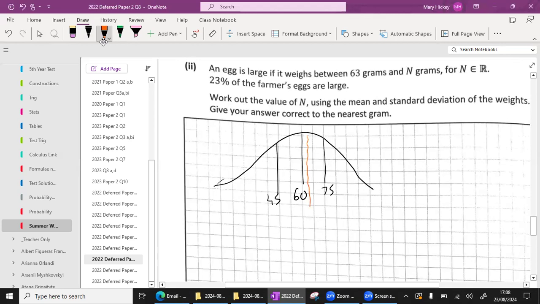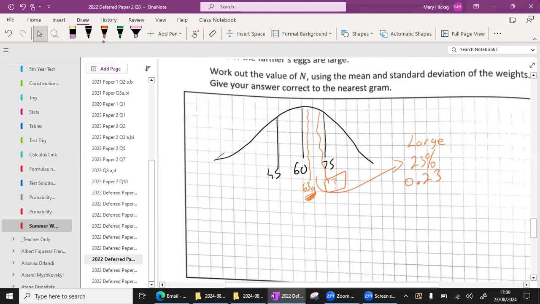Now we've no idea where n is. So let's just put it anywhere for the moment. I don't know whether it's smaller than 75 or bigger, but I'm just putting it somewhere to get the idea. So it says 23%, so that is 23%, or 0.23 if we were to write it as a probability. And that's for large. Work out the value for n. So we want to know what is the range for large eggs? That's our goal. So use the mean and standard deviation, find the answer.